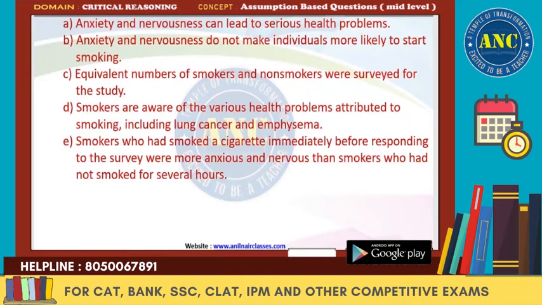Look at option B. It says anxiety and nervousness do not make individuals more likely to start smoking. Now, for smoking to be the cause of anxiety and nervousness, which is A caused B, it must be true that these individuals were not more likely to be anxious and nervous before they started smoking. If smokers had these preconditions, which contributed to their decision to begin smoking, that would mean B caused A, and our conclusion that smoking causes these maladies would be incorrect. Hence, B is the assumption on which the argument rests.